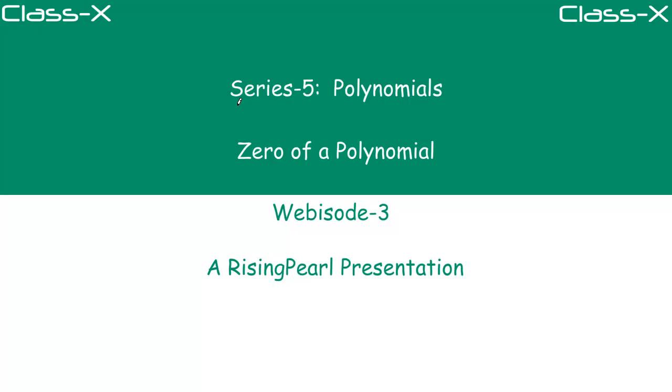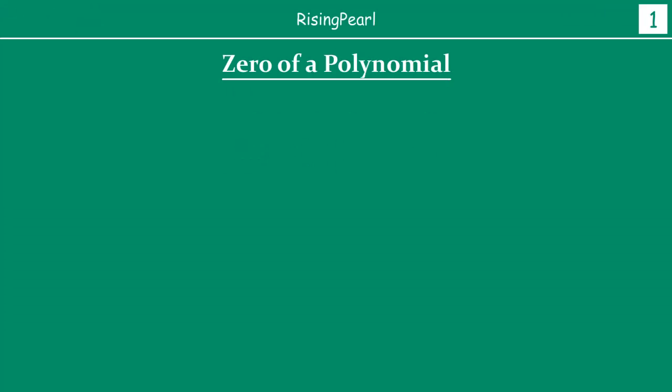Today we are talking about series 5 where we are learning about polynomials. This is our episode number 3, and friends, today we are going to learn about zero of a polynomial. Now this is something that we have already learned in our earlier grades, but we are going to take a quick look at what we mean by zero of a polynomial.